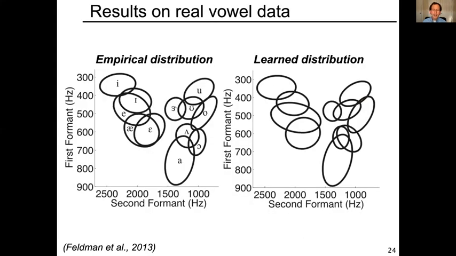And for vowel category inventories, this actually turns out to work fairly well. So this is work of Feldman et al. 2013. The empirical distribution is shown on the left, and the learned distribution, in the first 2 formant spaces of vowel inventories for English. The learned distribution you can see is really quite good. It's not perfect. For example, a and these 2 categories sort of get merged together, and there's not good separation of those, but it's really not too bad. And this is the outcome of Gibbs sampling with mixture of Gaussians.